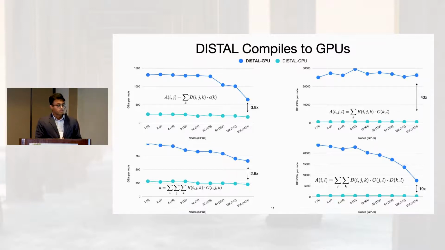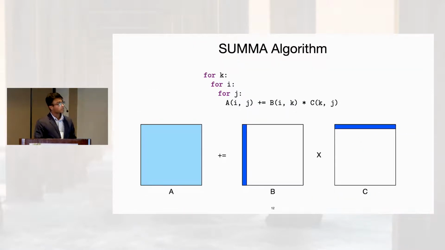So I've talked a bunch about the theoretical and practical benefits of DISTAL. So now I want to take a bit of a deeper dive and talk about how you may actually use DISTAL to write some programs. To do this, I'm going to talk about deriving the SUMMA matrix multiplication algorithm in DISTAL.